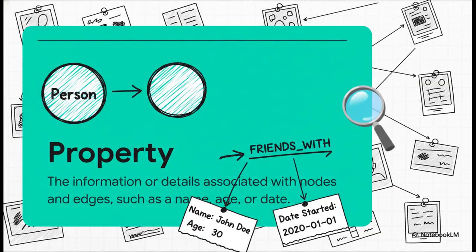And finally, we have properties. These are all the juicy details that add color and context. A person node can have properties like name and age. A friends with edge can have a property like date started. Properties are basically the descriptive little notes written on the photos and strings of our investigation board.